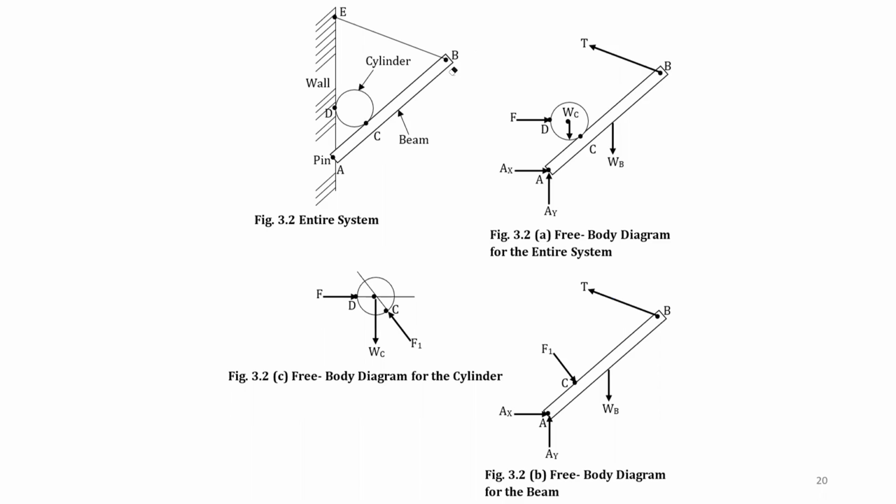In turn, that beam is also holding the cylinder in position. So first of all, we can have three free body diagrams. We can have the free body diagram for the entire system, the free body diagram for the cylinder, and the free body diagram for the beam. Mind you, we said that a free body diagram is first of all isolating the system. So if we isolate the cylinder and then the beam from the wall, this is what we will get.